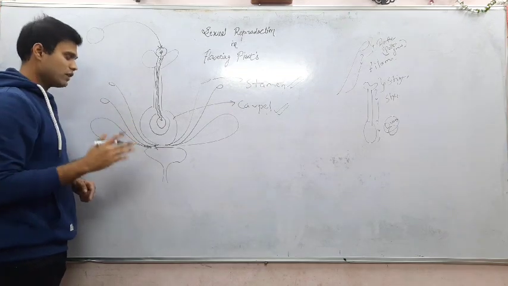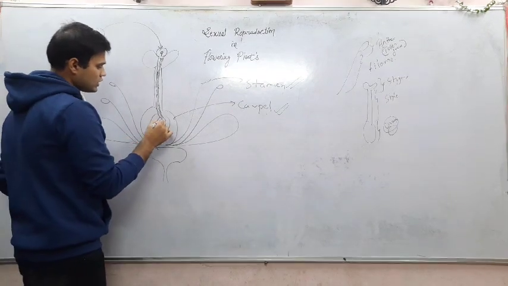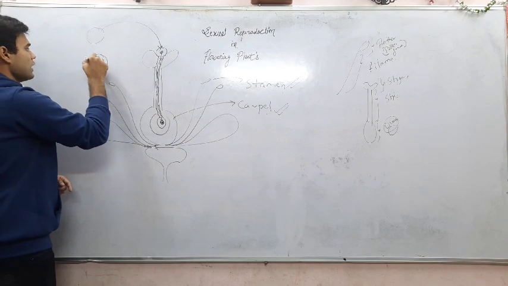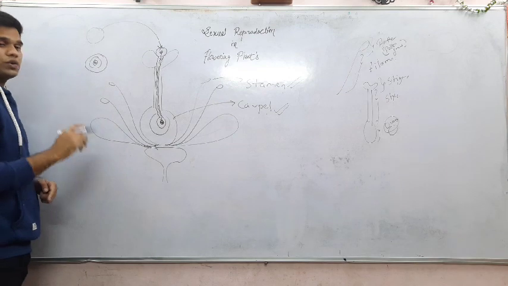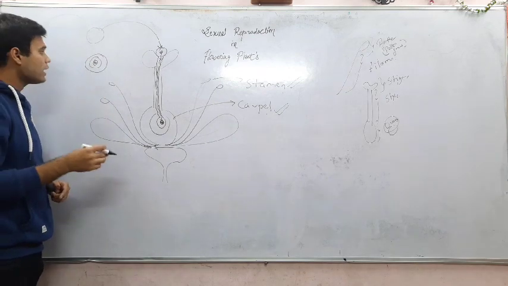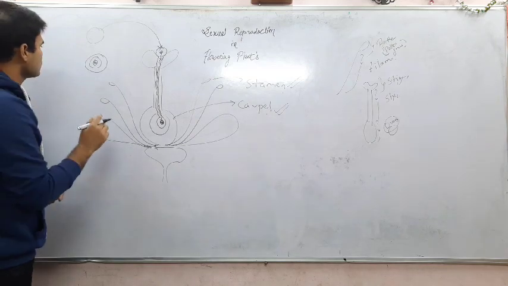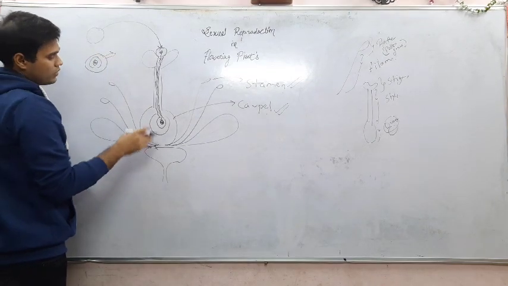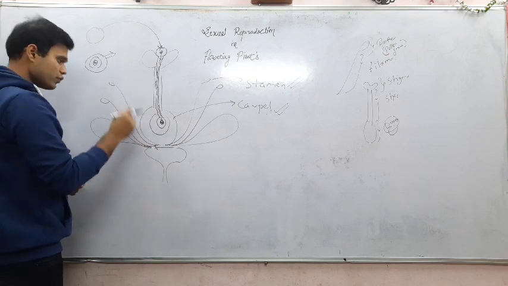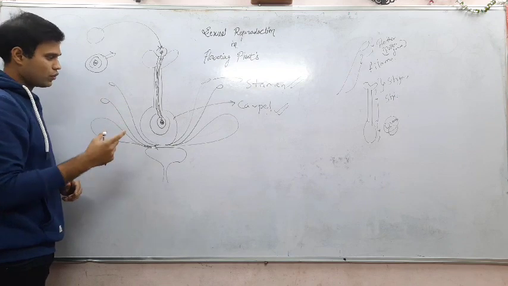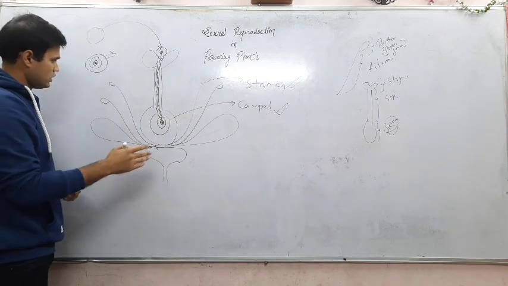So after fertilization, the zygote is formed. This zygote goes on dividing and forms an embryo. This embryo is present inside the ovary, inside the ovule. The ovule starts creating a tough coat and is converted into a seed.